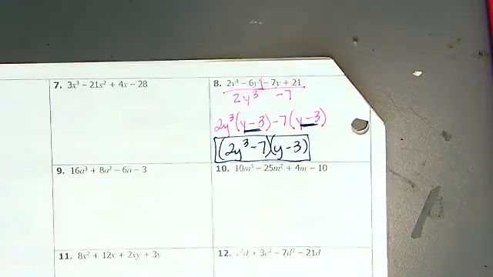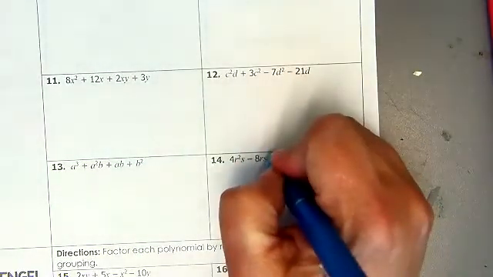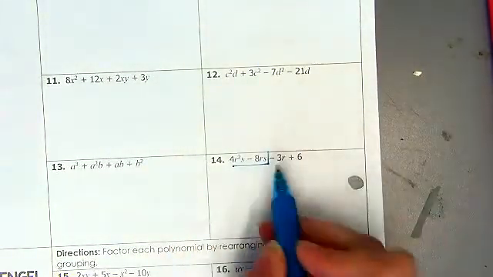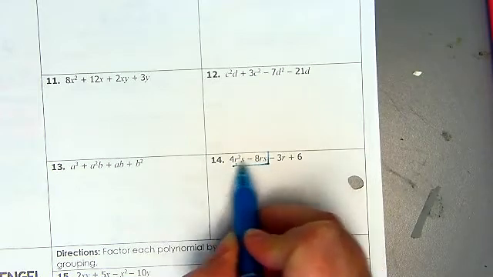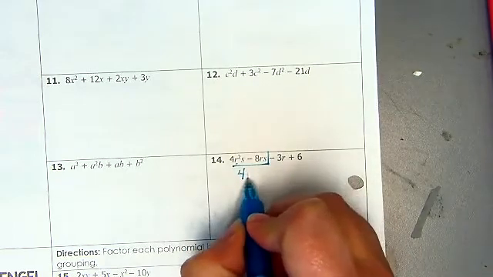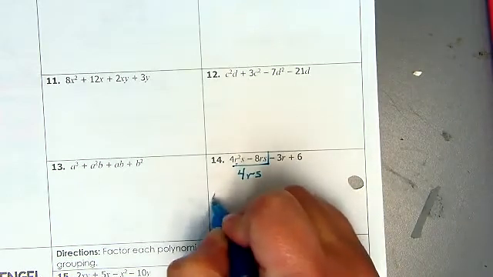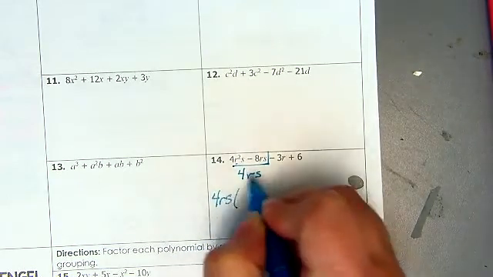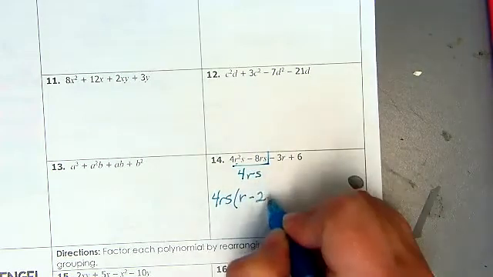Okay, jumping down to number 14. So it's still divide in half. What I've got to look at is, oh wait a minute, this has 2 variables in here. So I look at the numbers. I've got a 4, but I've also got 2 variables. So my GCF here is 4RS. So I have 4RS, and then what's left is going to be R minus 2.